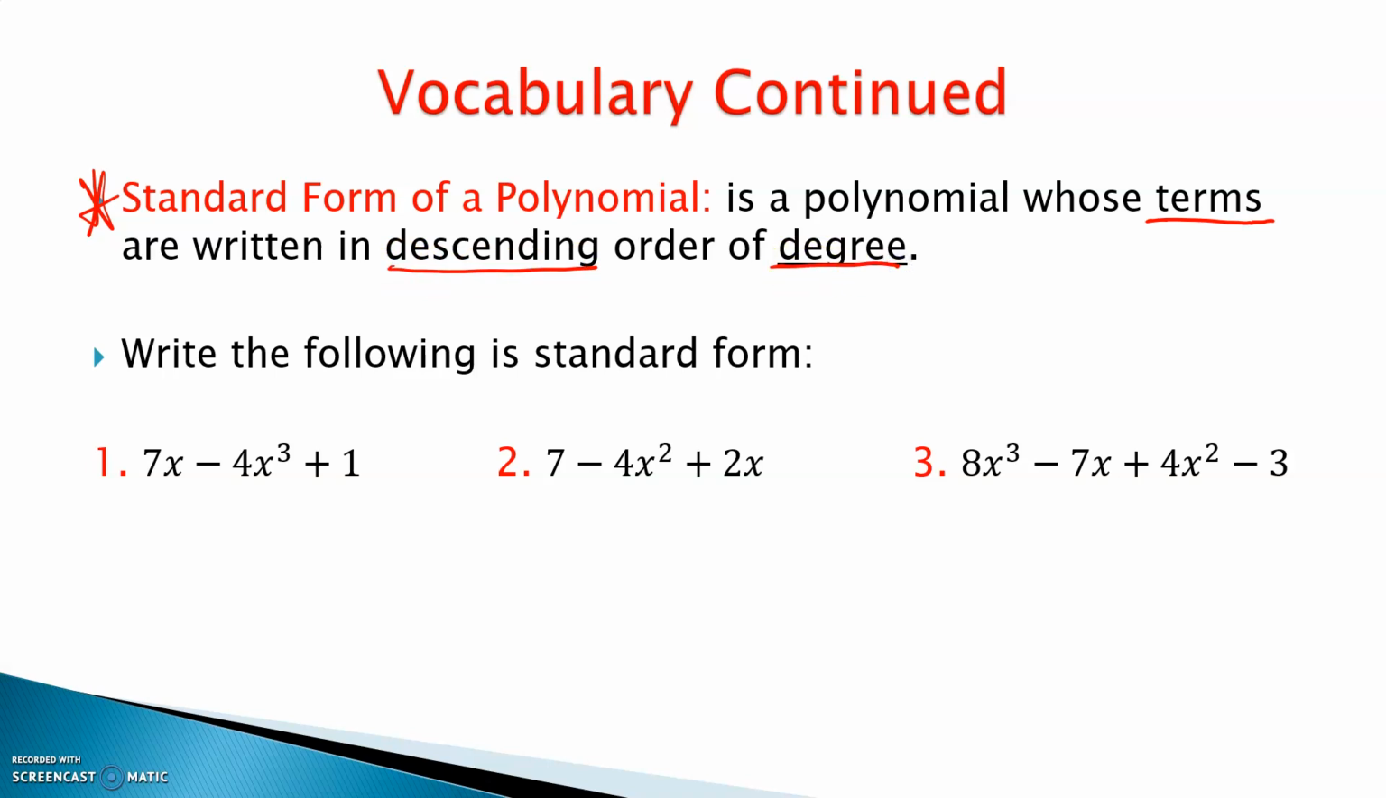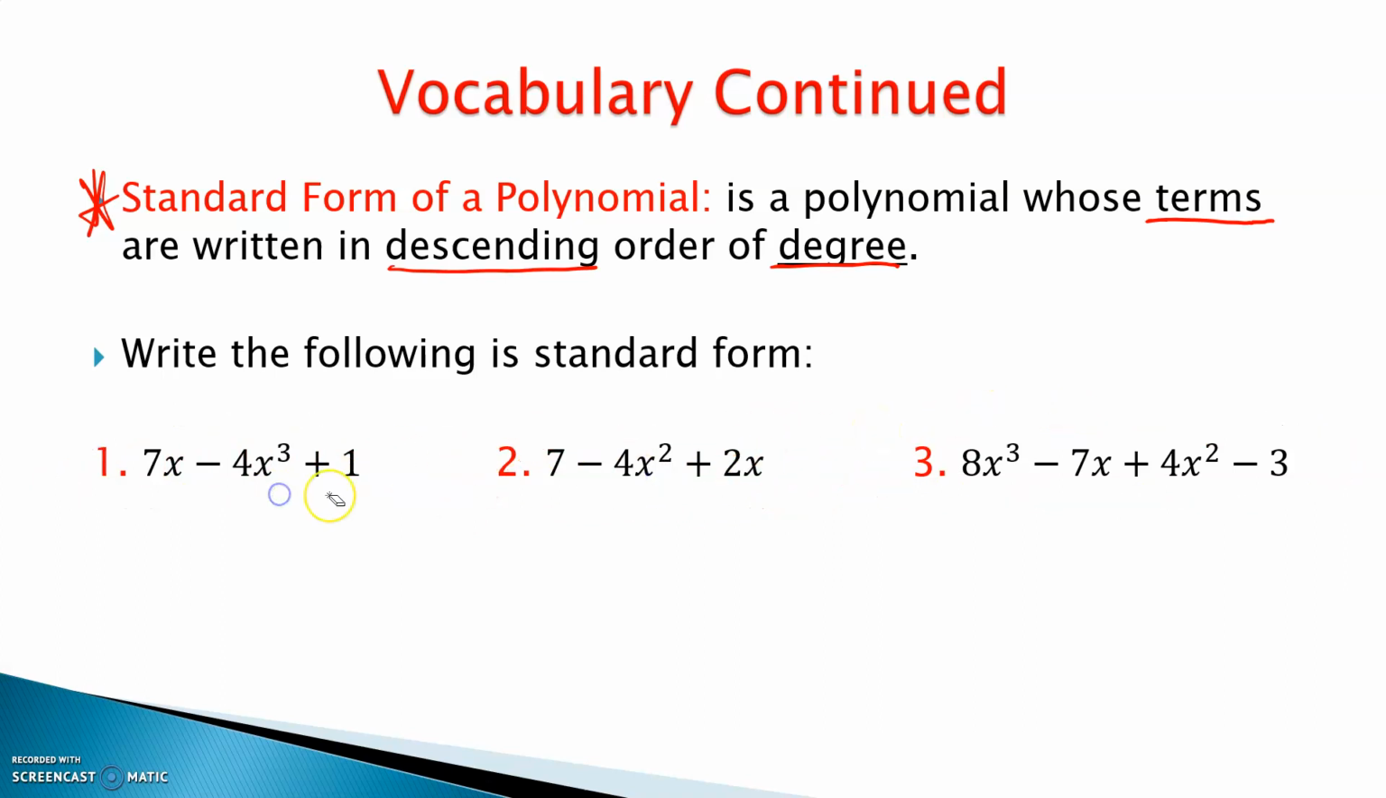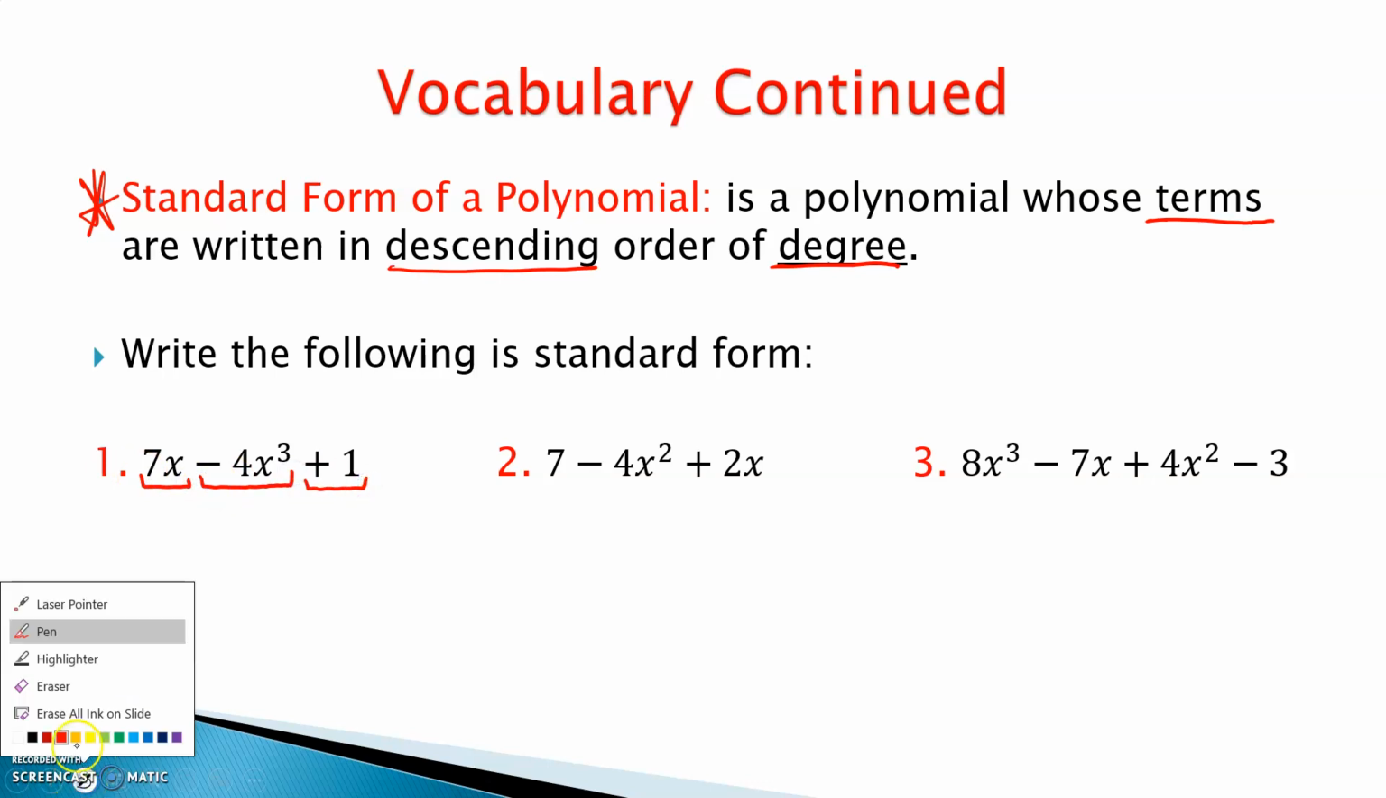So what we're going to do here, I'm going to convert all these 3 examples here. I need to rewrite them in standard form. I need to organize it. This is where my OCD should kick in. I want to put everything in the correct order. So let's take a look at the first one. We have 7x, we have a negative 4x to the third, and we have a positive 1. I need to put those in order from biggest exponents to smallest.